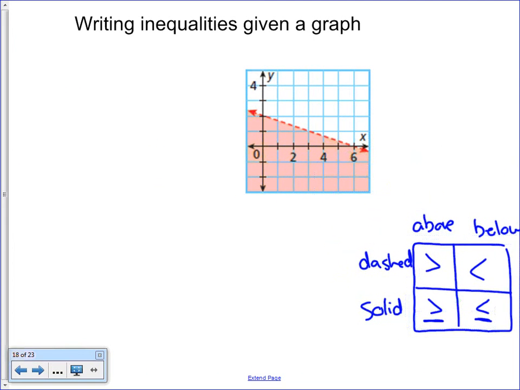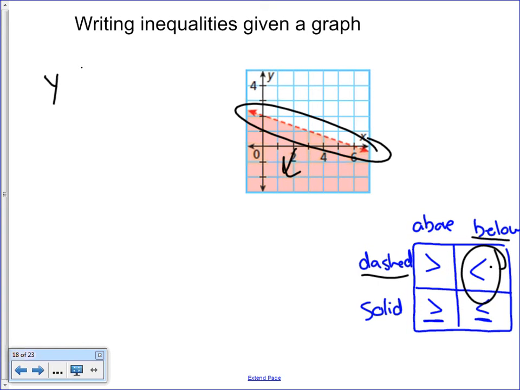Put that right there. So we're always going to start off with a y. So that can be like our step 1, just write y. And then we have to determine our sign. We want to know if it's greater than, less than, greater than or equal to, less than or equal to. Well, if you notice that we have a dashed line right there, and we are shading below. So which one is dashed and below? That's this one right here. That is less than. So y is less than.